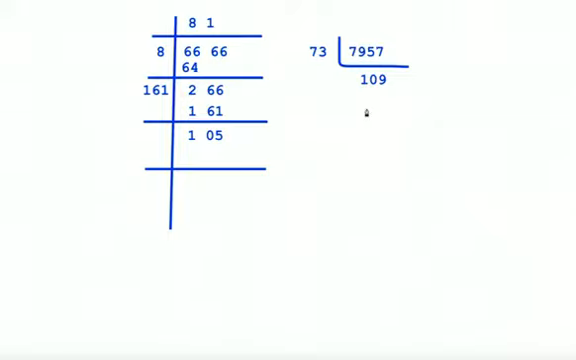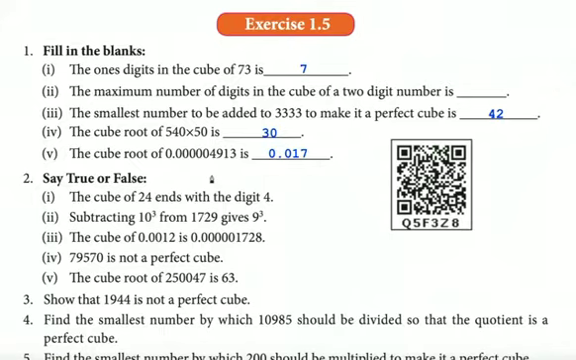So this 109 will go by 109 alone. That is one more prime number. So 73, 109, 2 and 5 are the prime factors. So there is no chance for it to go by any other digit. So it is not a perfect cube.